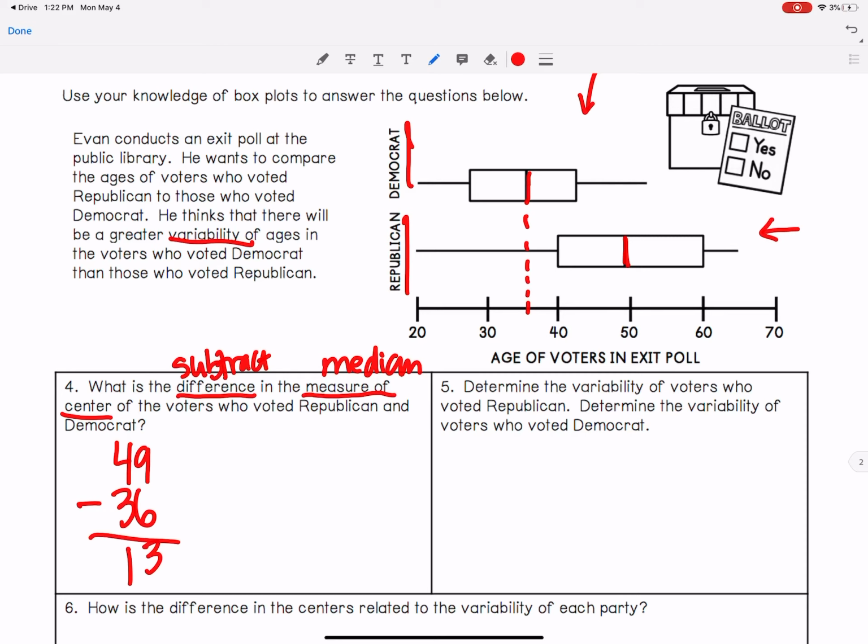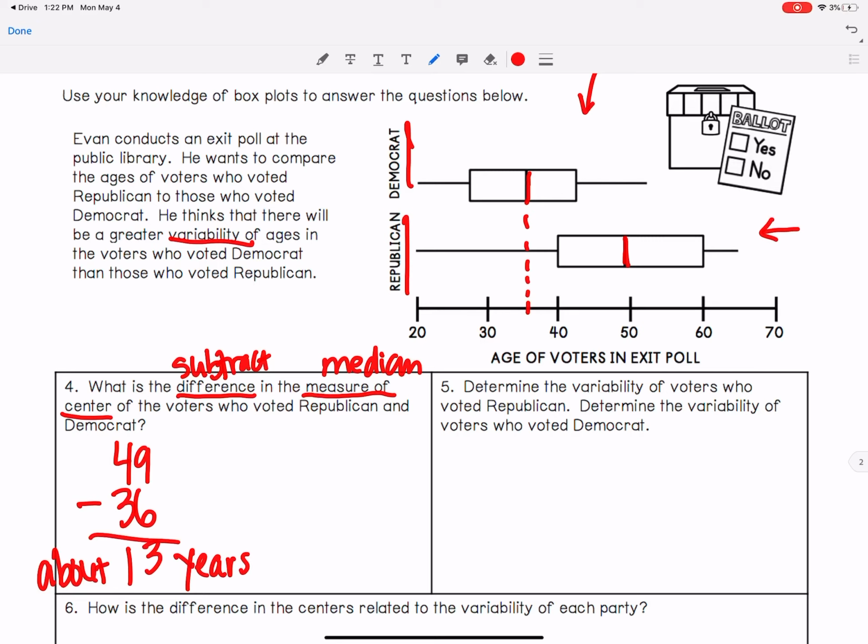Let me flip over my page to my notes. Yeah, it's going to be measured in years. So they're saying in age, right? The median age for people who voted Democrat was about 36, and the median age for people who voted Republican was about 49 or 50, and so the difference was about 13 years. And I'm actually going to put about because I could have read this differently than you did, because these numbers are not exact right here.